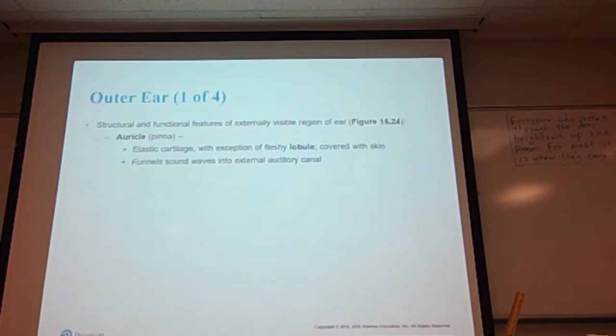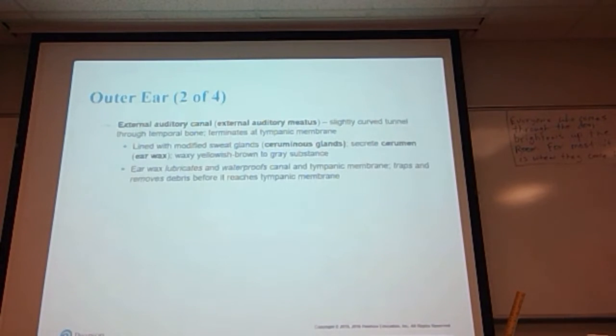The external part of the ear, called the pinna, or more correctly called the auricle, is made up primarily of elastic cartilage, with the exception of the lobule or the lobe, which is primarily adipose tissue. It is covered with skin. The job of the ear is to funnel sound waves into the external auditory canal. The external auditory canal, also known as the external auditory meatus, is a curved tube through the temporal bone, terminates at the tympanic membrane. Again, common name for the tympanic membrane is the eardrum.